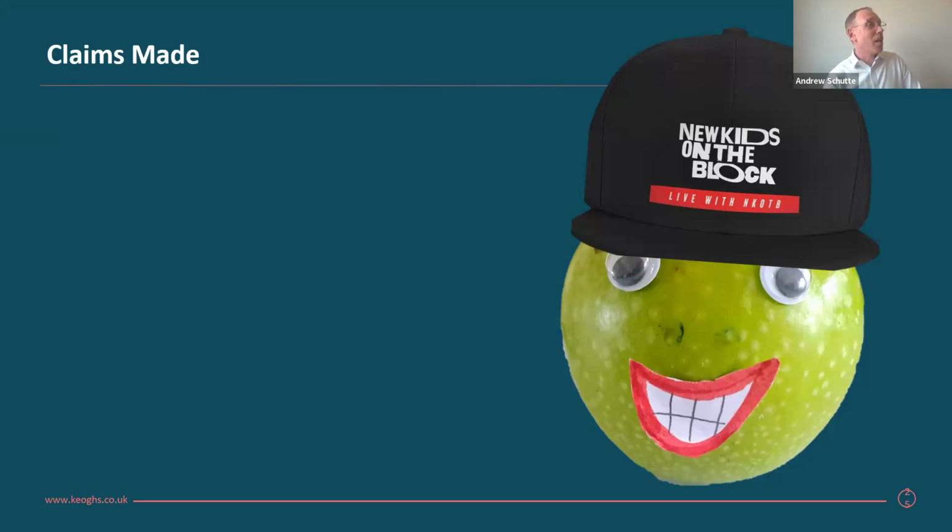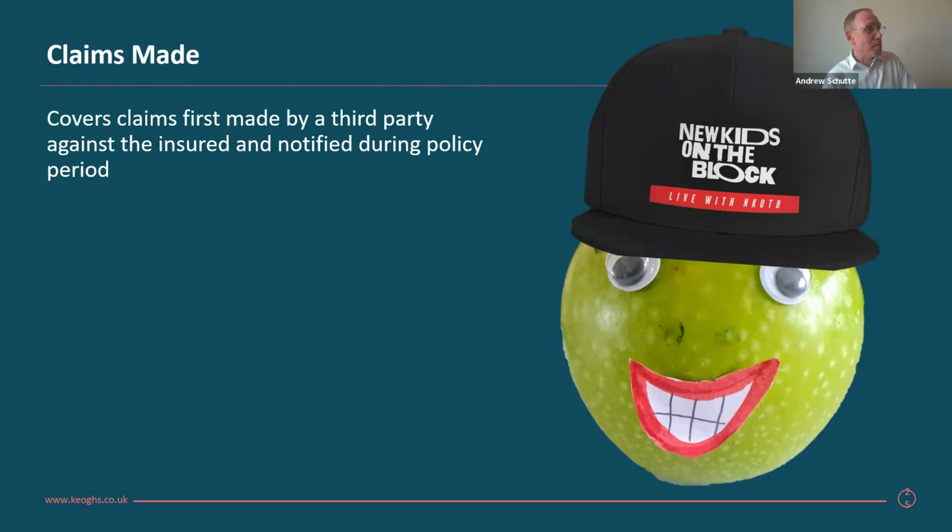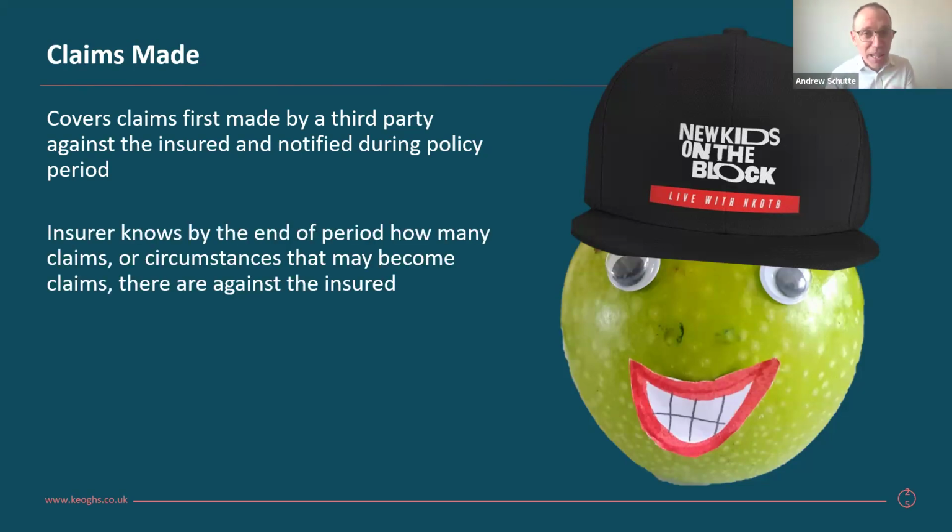Anyway, so features of claims made. We're covering claims made by a third party against the insured and notified during the policy period. Fundamentally, that's what we're doing. The good thing about this is because it's got to be notified during the policy period, at the end of the period, you as the insurer should know how many claims or circumstances that could become claims.